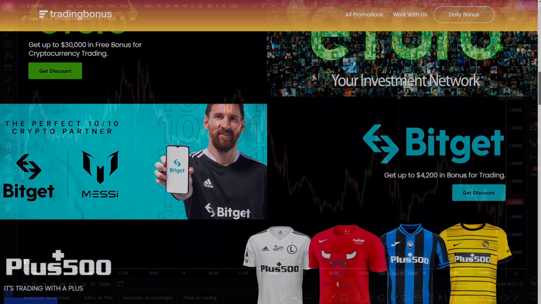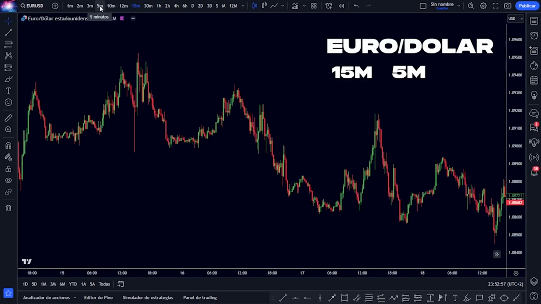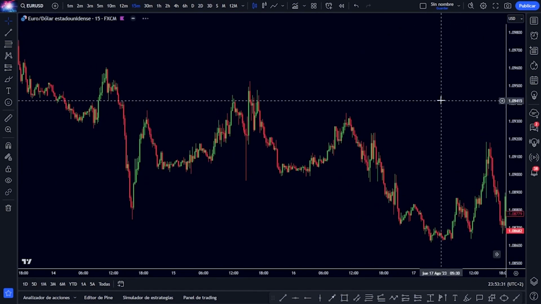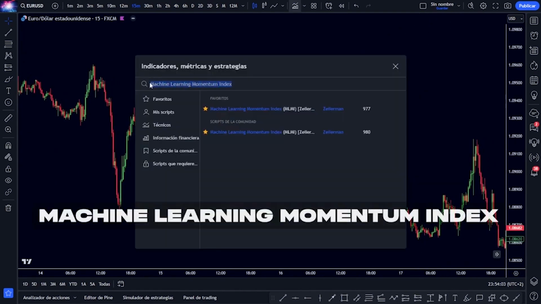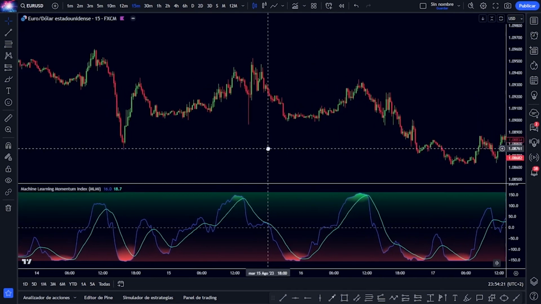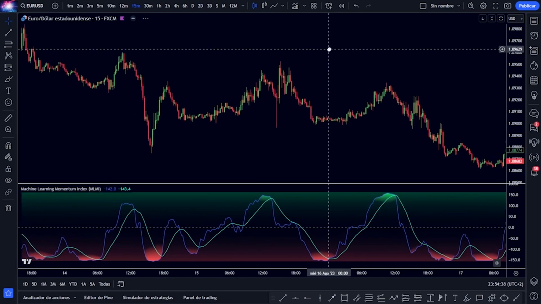In this case, we are going to take as an example the euro-dollar pair in time frames of 15 minutes, 5 minutes, and 1 minute. It is a strategy that is perfect for day trading and scalping. In the indicators part, we look for the Machine Learning Momentum Index. It is an indicator that has a part of what we call machine learning, which would be something similar to what today we call artificial intelligence.